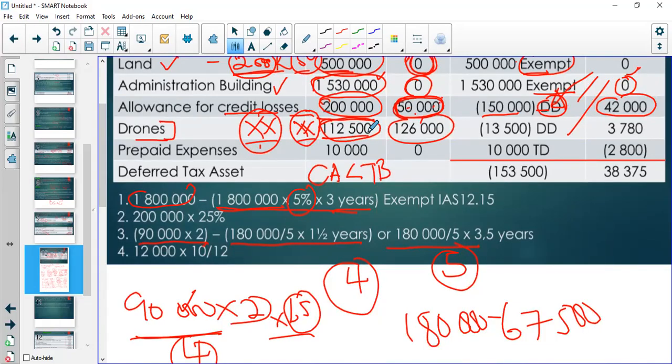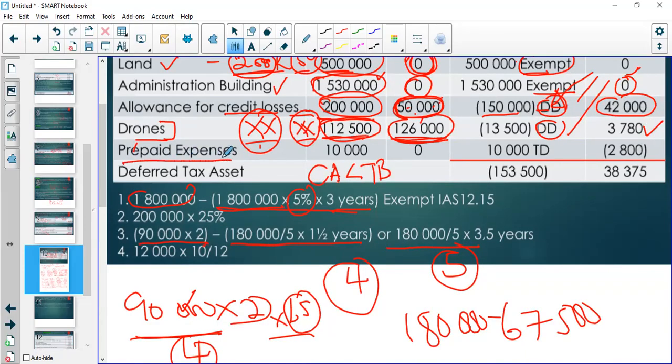So you should be able to calculate those things. They're not going to be too complicated, but sometimes they can be a bit tricky. So you see, this is a case where the carrying amount of an asset is less than the tax base of the asset, right? So it's a deductible difference, which leads to a deferred tax asset.